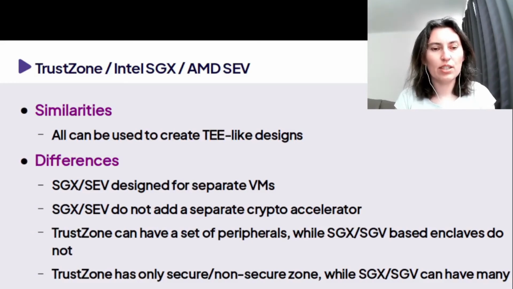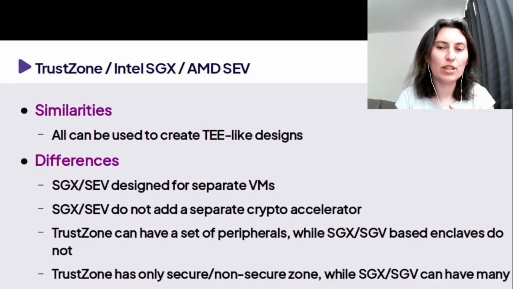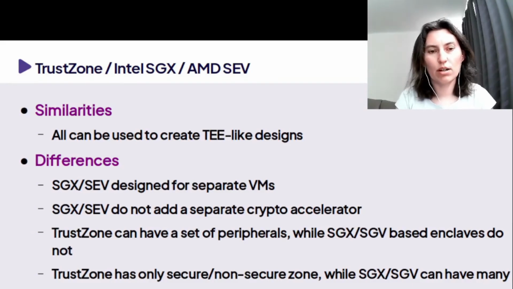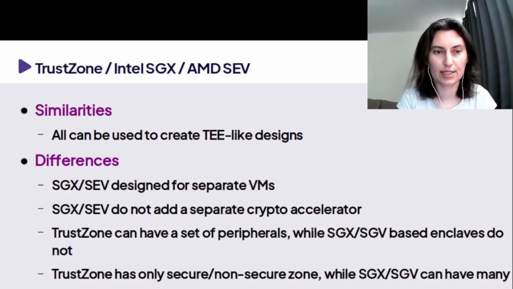Another difference is that in TrustZone you have only one secure world and the other non-secure world. So you can run one instance of the secure and one instance of the non-secure, while in the SGX and SEV case, you can run multiple enclaves with different applications and different copies of the operating system.